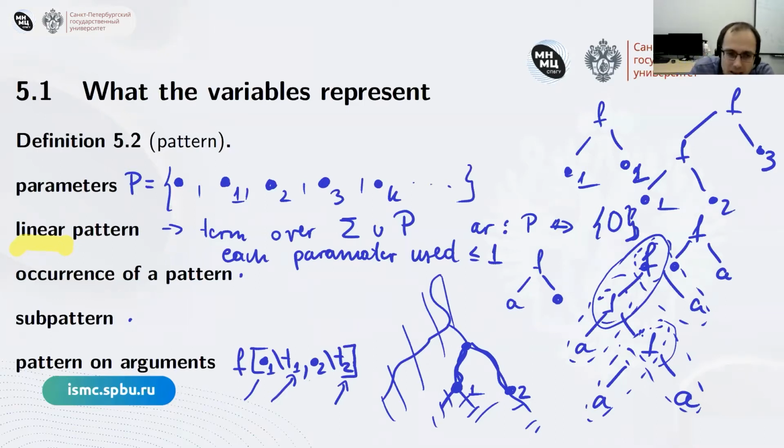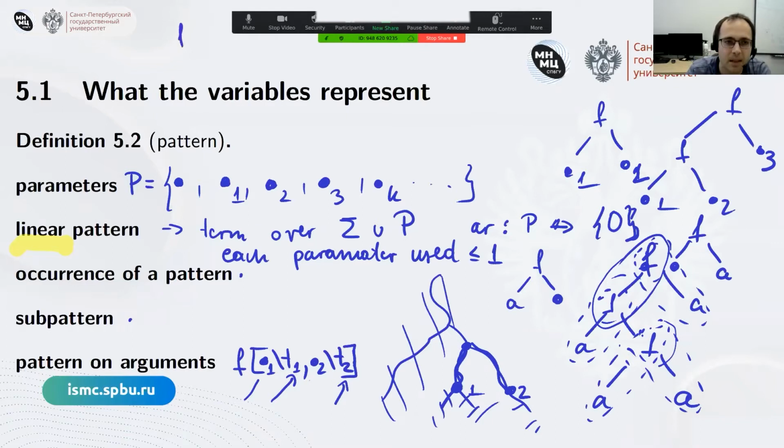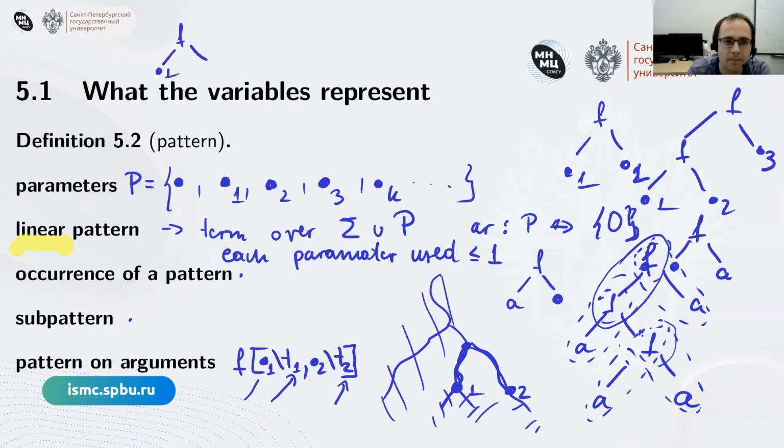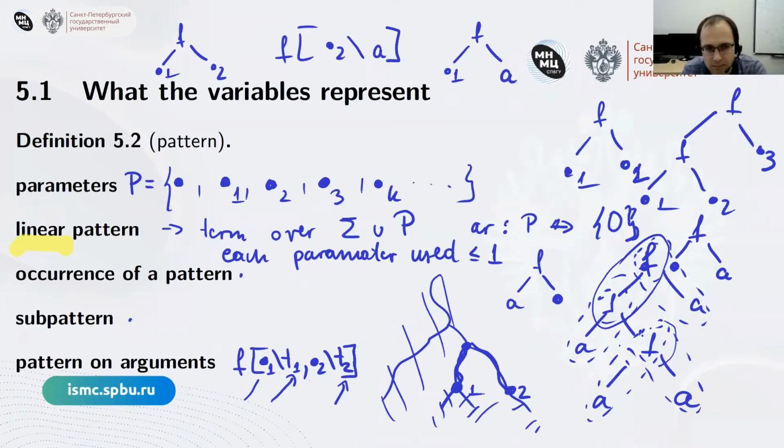Okay, and this is done by just replacing this symbol by the appropriate term. So for instance, if we have a pattern f on dot 1 dot 2, then if I take f on dot 2, I'm always writing this in the wrong direction, with a, then this is the pattern f on dot 1, f on a.